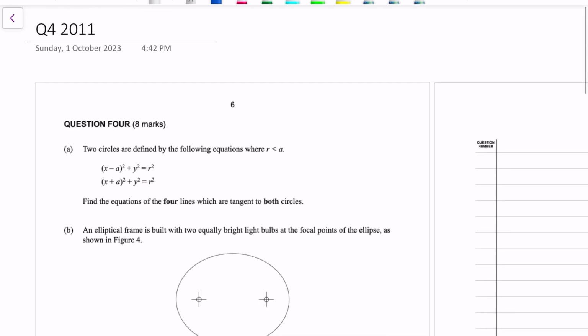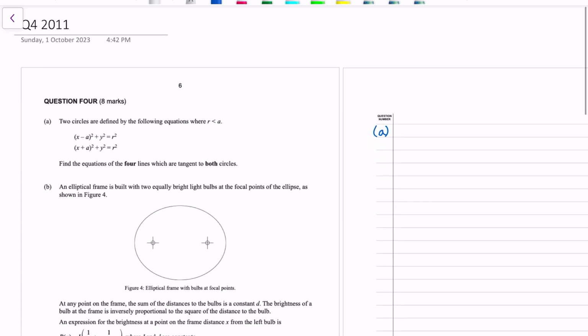Okay, so the first question. Two circles are defined by the following equations where r, the radius, is less than a. So let's draw a quick sketch of that. The circles are very similar except for the difference being the horizontal shift.